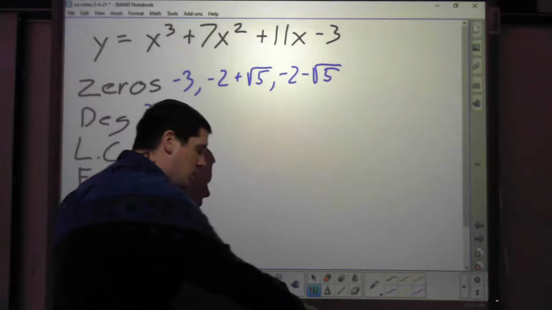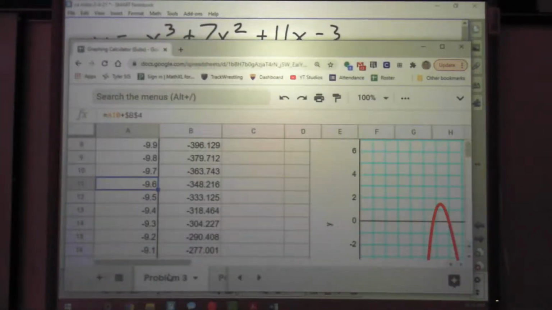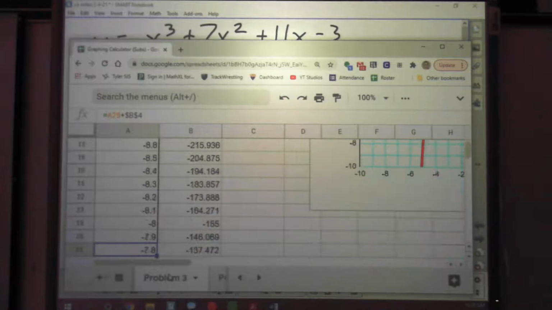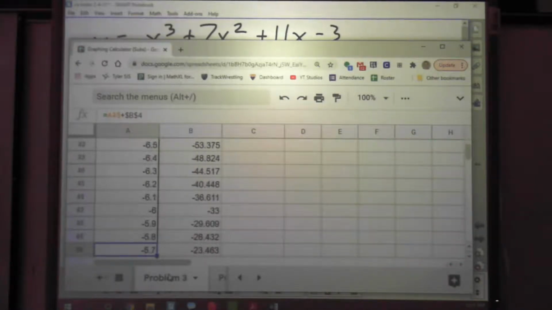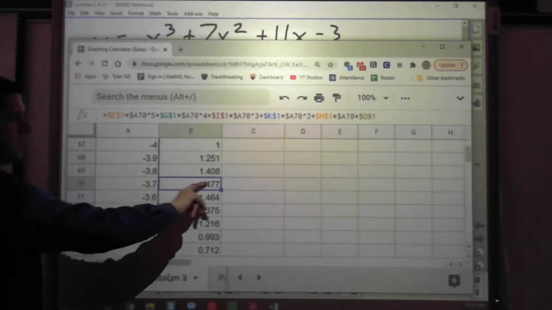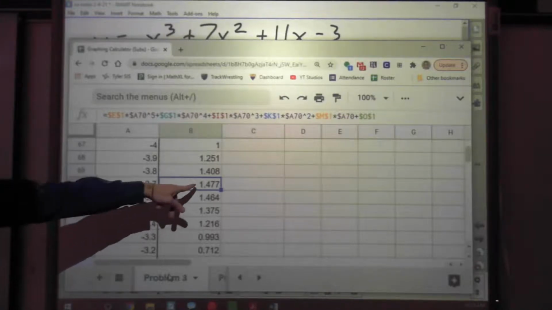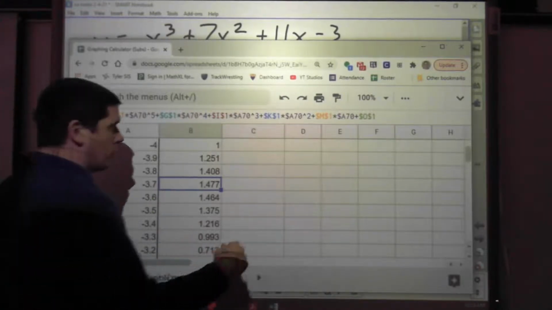Relative max, relative min, we're going to go to the chart for that. We know it's going to be, again, just to the left of -3 for the max. So when I'm looking, that graph doesn't get too terribly far away from the 0, but we can see that I have some 1.4s. That's definitely the highest right there. So -3.7, 1.47, 1.48.